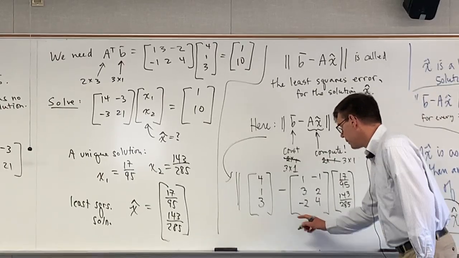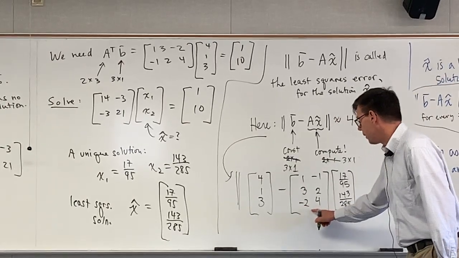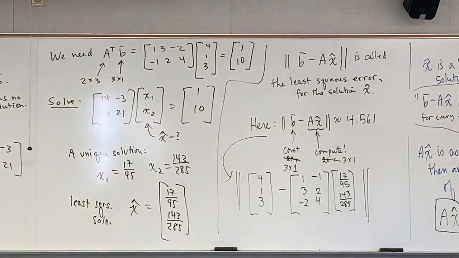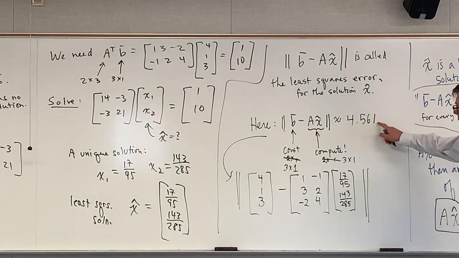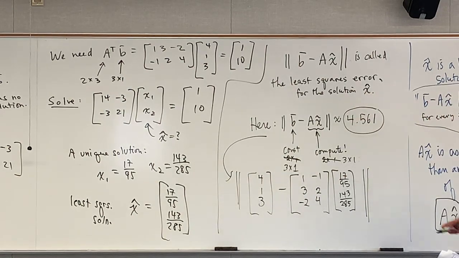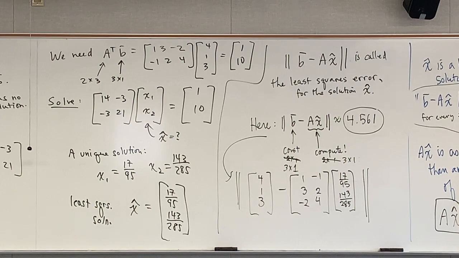So again, this is 3 by 1. This is 3 by 2 times a 2 by 1 will be 3 by 1 also. So the length of that vector when you get through that calculation is just an awful mess of fractions. And this is called our least squares error. It's kind of a measure of how good the approximation is. The smaller that least squares error is, the closer you feel to actually having a solution.